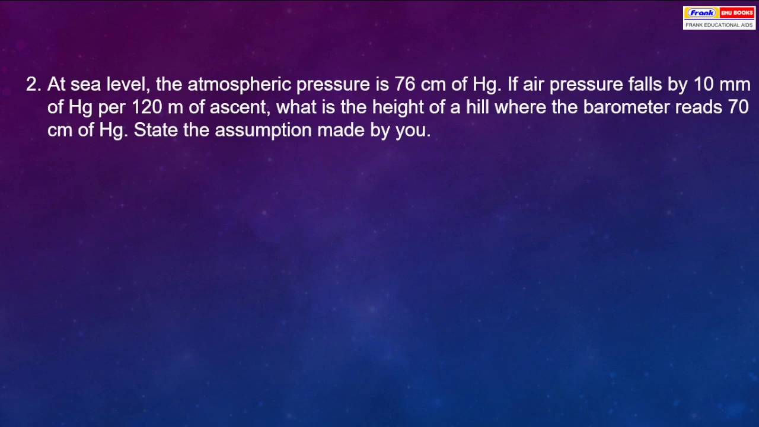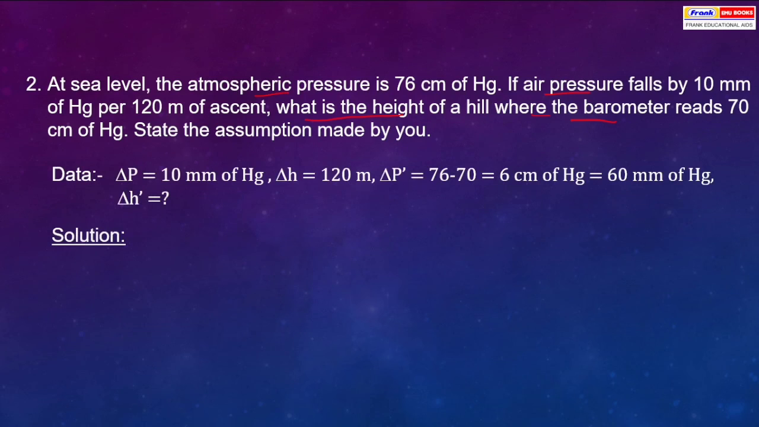At sea level, next question is, at sea level the atmospheric pressure is 76 centimeter of Hg. If air pressure falls by 10 mm of Hg per 120 meter of ascent, what is the height of a hill where the barometer reads 70 centimeter of Hg? State the assumption made by you. You have data given, just put the formula and get the answer.